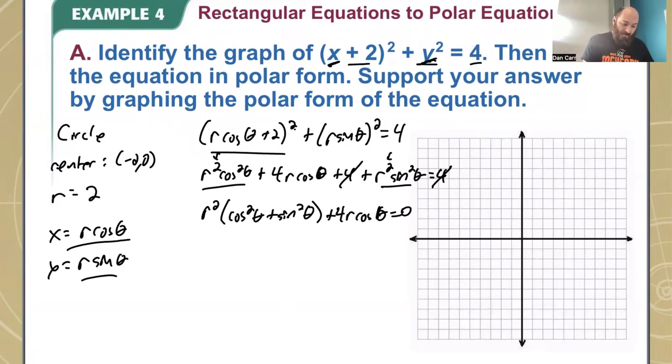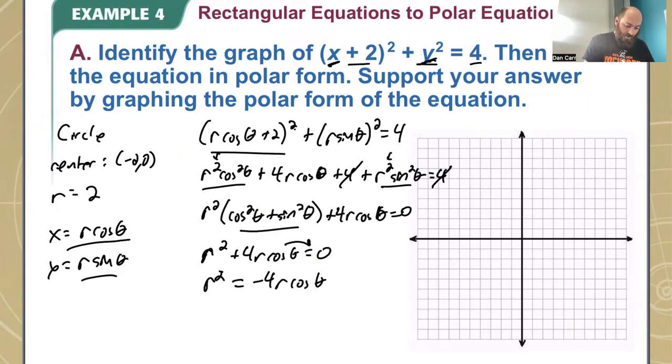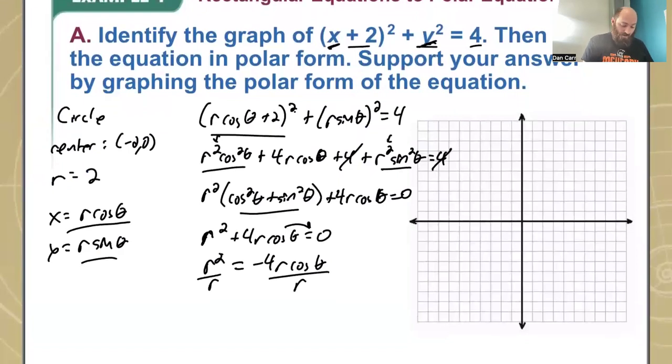Well, remember what this is equal to. That's our Pythagorean identity, so that's just going to turn to 1. So this will just turn into an r squared now. So r squared plus 4r cosine theta equals 0. If I bring this to the other side, I get r squared is equal to -4r cosine theta. I can actually just divide both sides by r to make it as simple as possible. I want to get r squared down to an r, and thankfully these are in common. So that means r is equal to -4 times the cosine of theta.